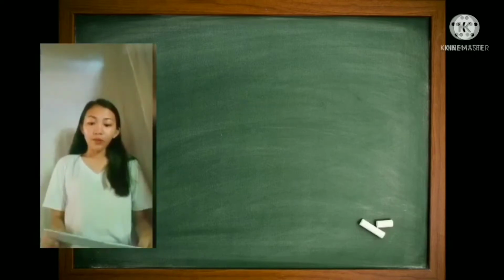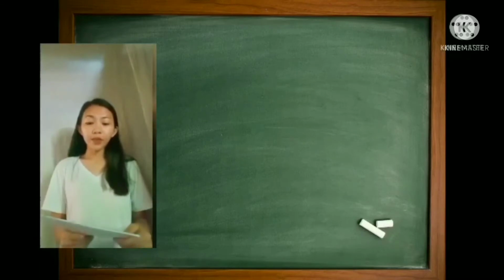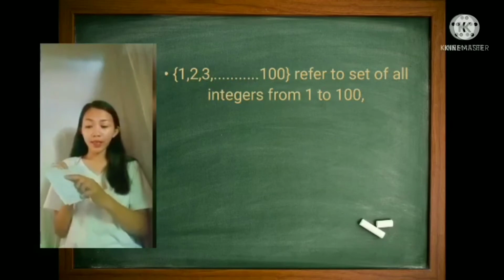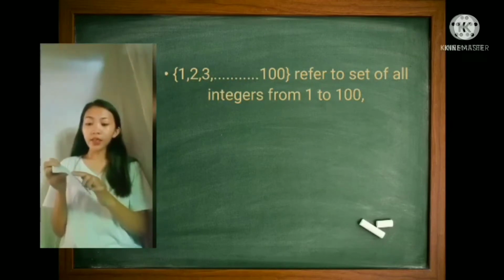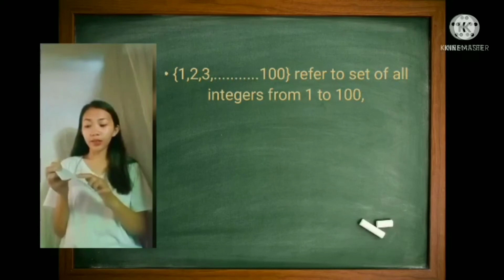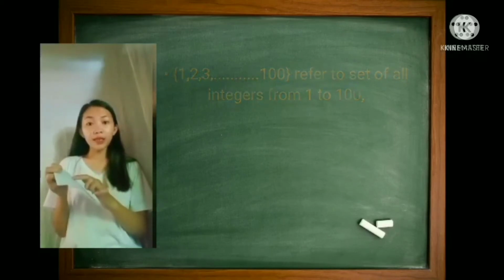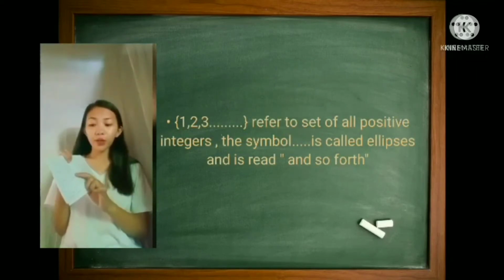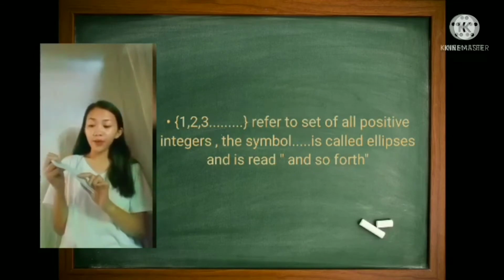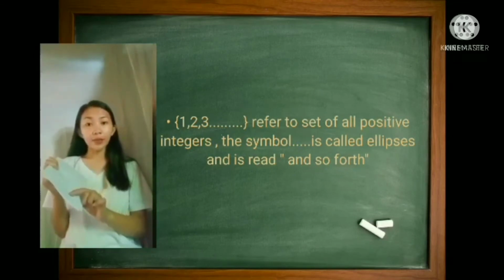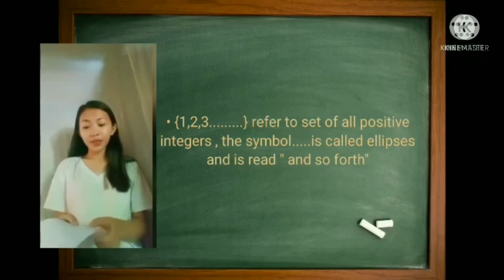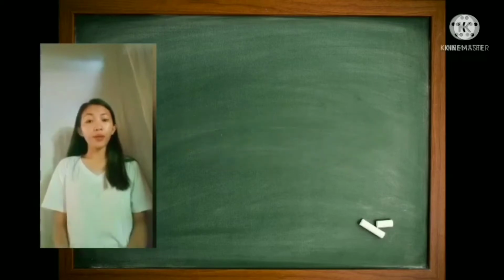Okay. When we say well-defined, kagaya nitong 1, 2, 3 to 100, nag-start siya and then nag-end siya sa 100. Yun ang tinatawag na well-defined. That is specifically listed. Ito naman, 1, 2, 3, ellipsis, is not well defined because walang last na element na nakasunod sa 3. When we say ellipsis, ginagamit kung maraming elements.